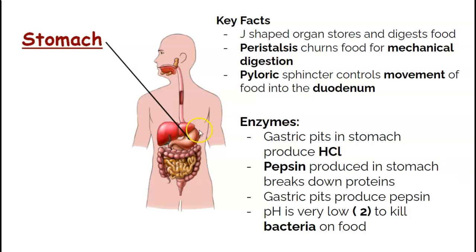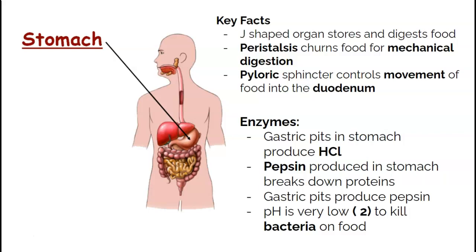Okay, so the first thing it does is it does mechanical digestion. So mechanical digestion by churning the food. So peristalsis, that's your second blank. Peristalsis churns the food in the stomach, and we call that mechanical digestion. Okay, so our mouth does the chewing of the food for mechanical digestion. Our stomach mixes it up for mechanical digestion.